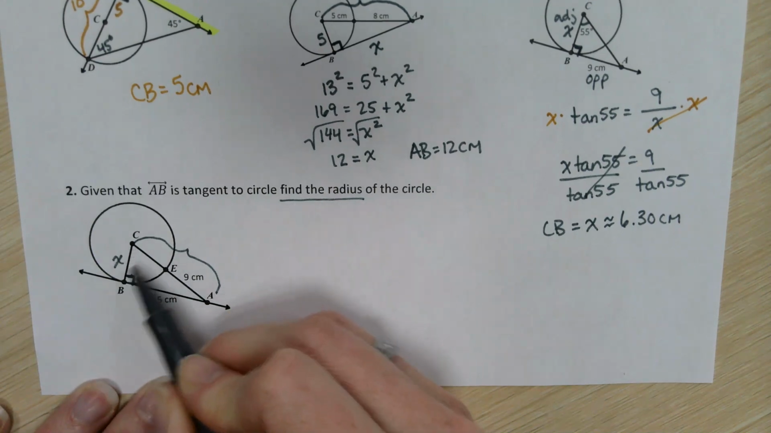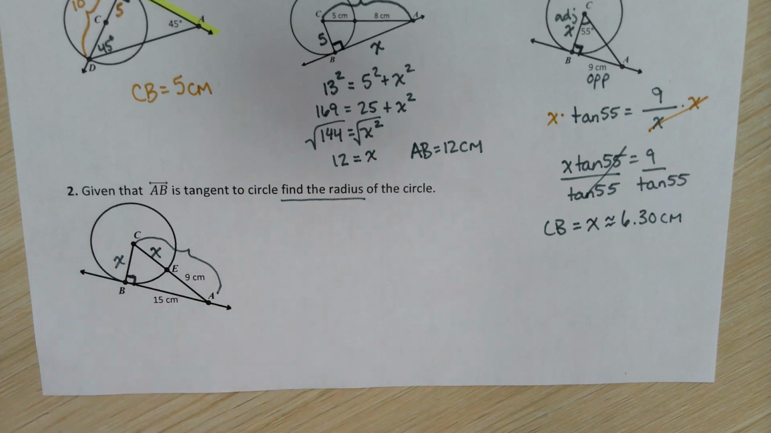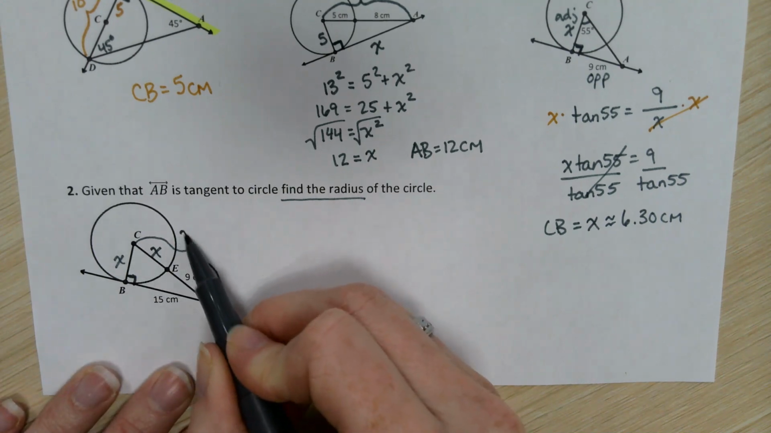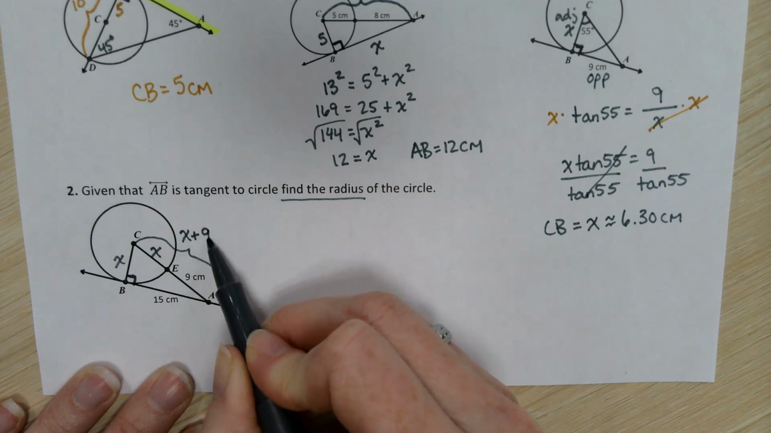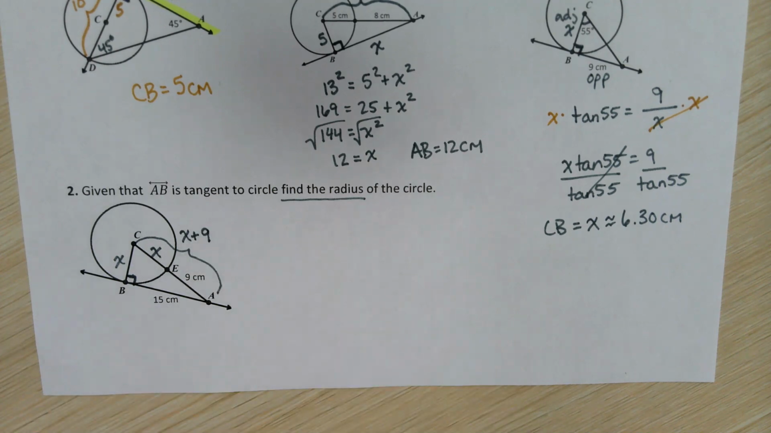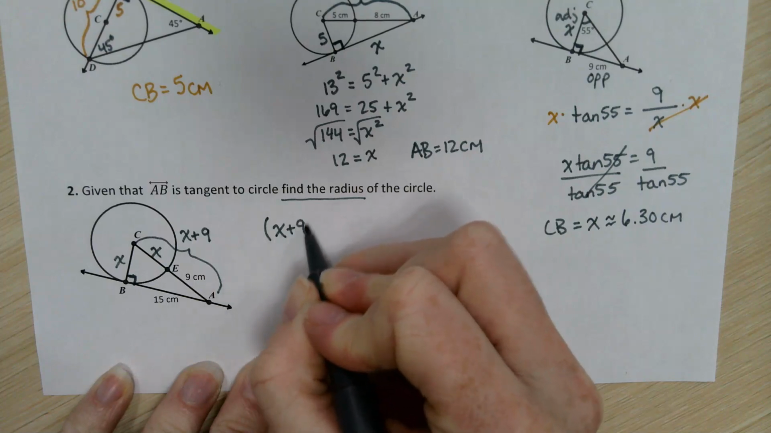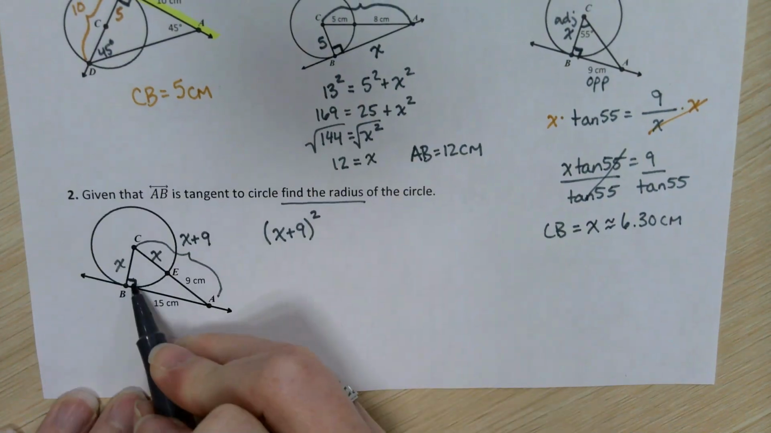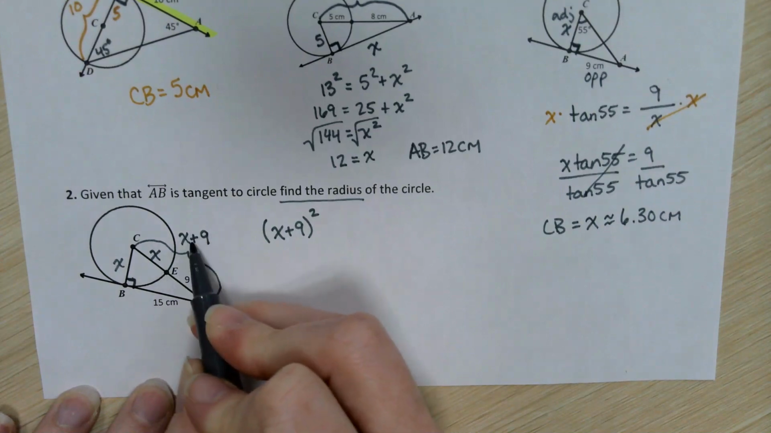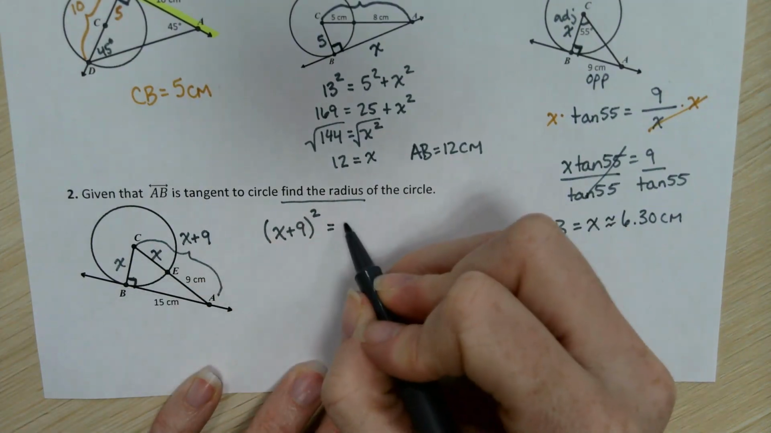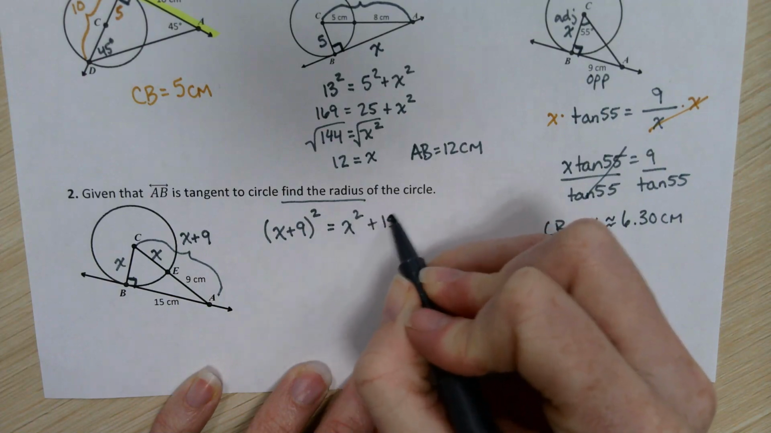Since I marked this radius with an X, I could mark this radius with the same X, and then the segment addition postulate would tell me that the whole segment would be X plus 9. This is where that algebra review that we started with earlier today is going to come in handy, because that hypotenuse, that C, is a binomial that needs to be squared, and then our A and our B would be X squared and 15 squared.